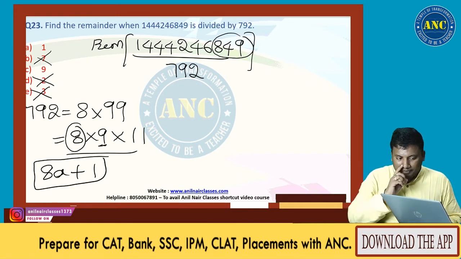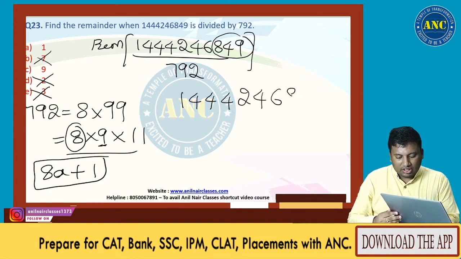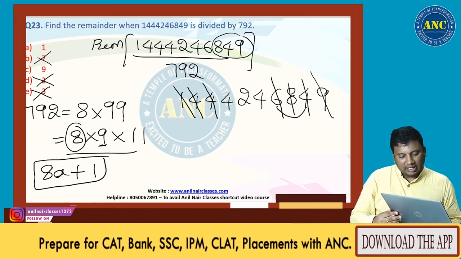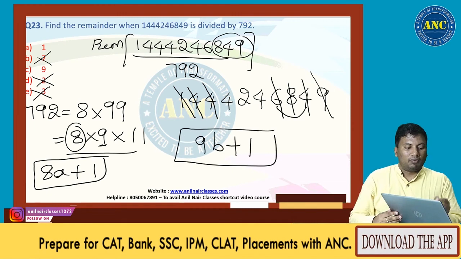Next it is 9. 9 means the sum of the digits should be divisible by 9. The digits are 2, 4, 6, 8, 4, 9. Keep on deleting the digits whose sum is 9. 8 plus 1 is 9. Next, 6 plus 4 is 10, 10 plus 8 is 18, which is 9. 4 plus 4 is 8, 8 plus 2 is 10. 10 gives 1 when divided by 9. So when divided by 9, the remainder should be 1. The right answer is not divisible by 9.